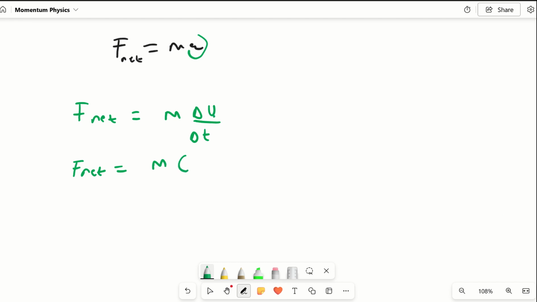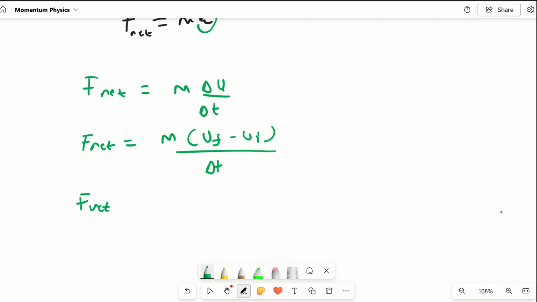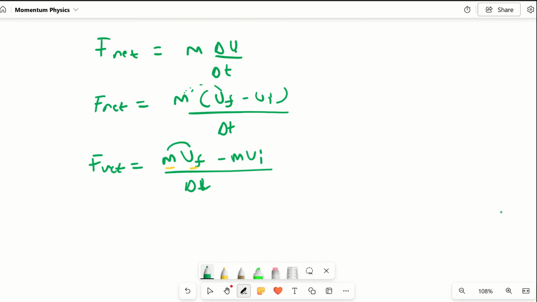Mass times change in velocity. Change in anything is usually final minus initial. So it's going to be final velocity minus initial velocity over change in time. Final time minus initial time, but we don't really need this at the moment. So we multiply in the m. So we've got mv final minus mv initial over delta time. Now, mv is the formula for momentum. So this will be momentum after minus momentum before. That is change in momentum.